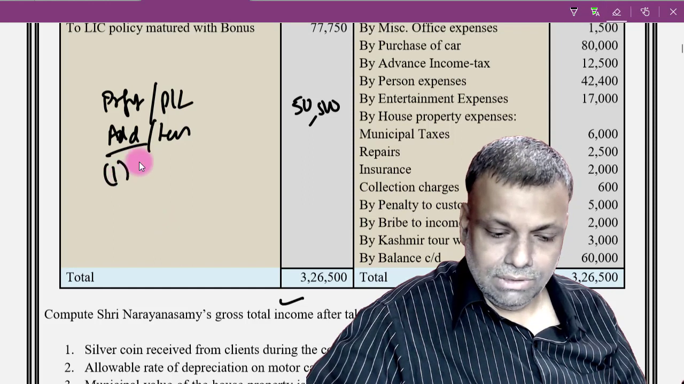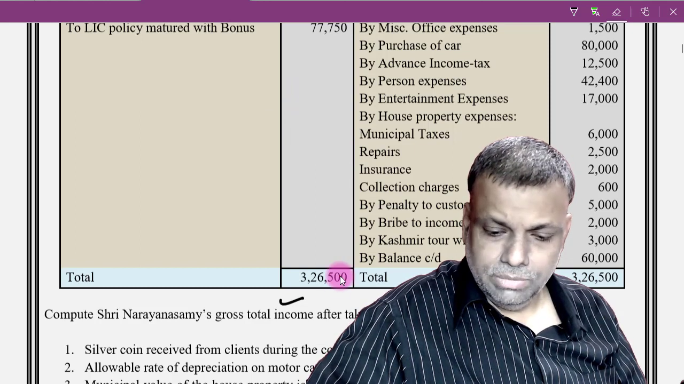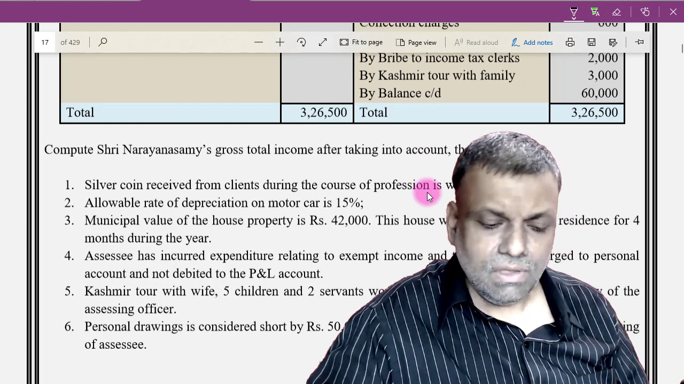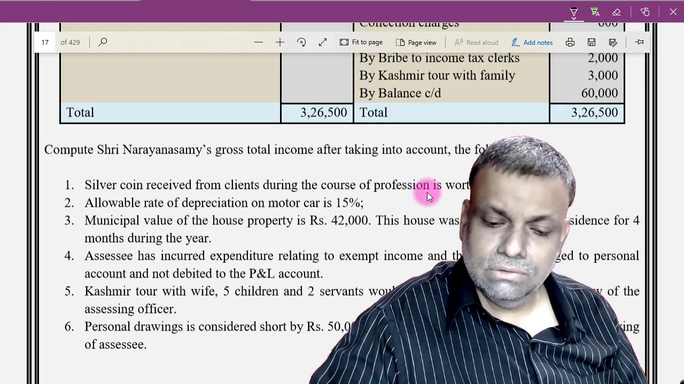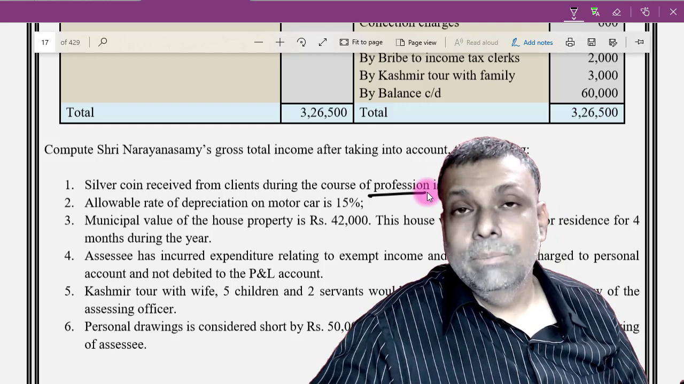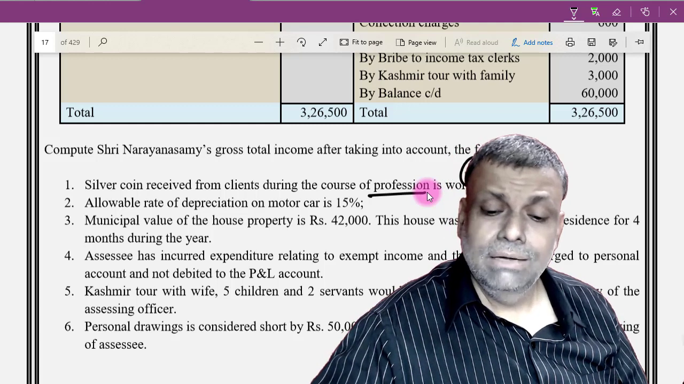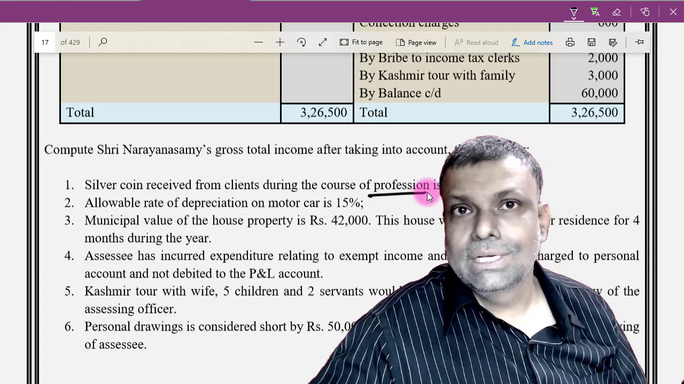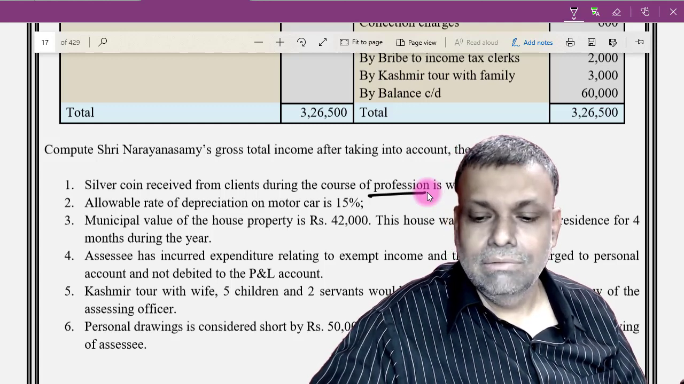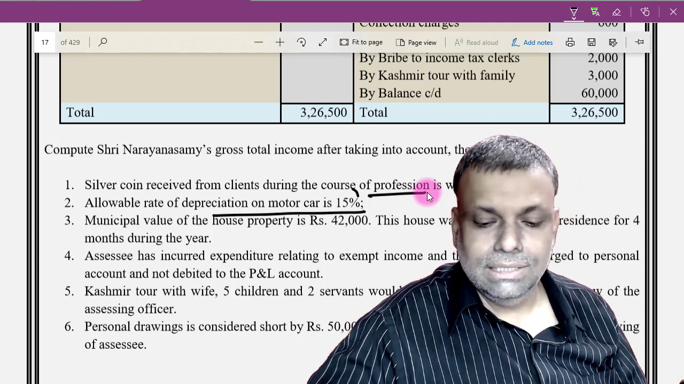I already told you that whatever explanation I am giving you is basically your notes to the answer. Every answer has to be given as if it is a theory question when it comes to the taxation paper. Now, silver coin received from client during the course of profession is worth 5,000. So straight away you add 5,000 rupees. Why? Any benefits or perquisites arising out of carrying on of business and profession fall under section 28. So it is a benefit. And why am I going to add it? Because this 5,000 rupees is not included in your receipt and payment account, and because it is not included, I will include it as my income as a matter of adjustment.